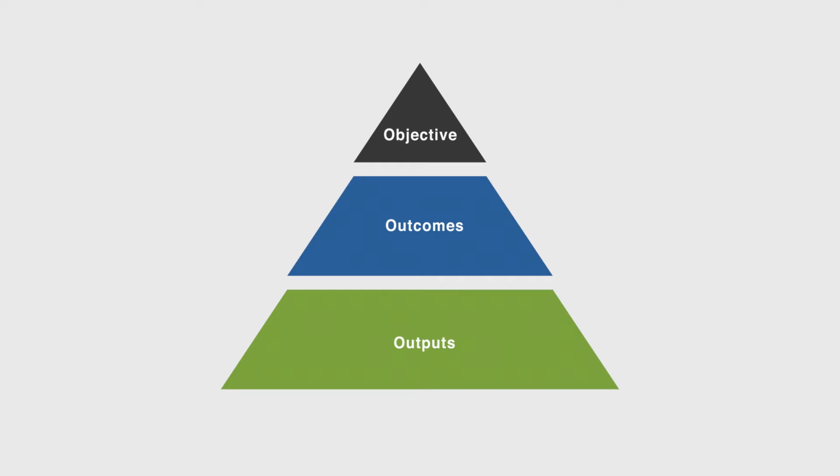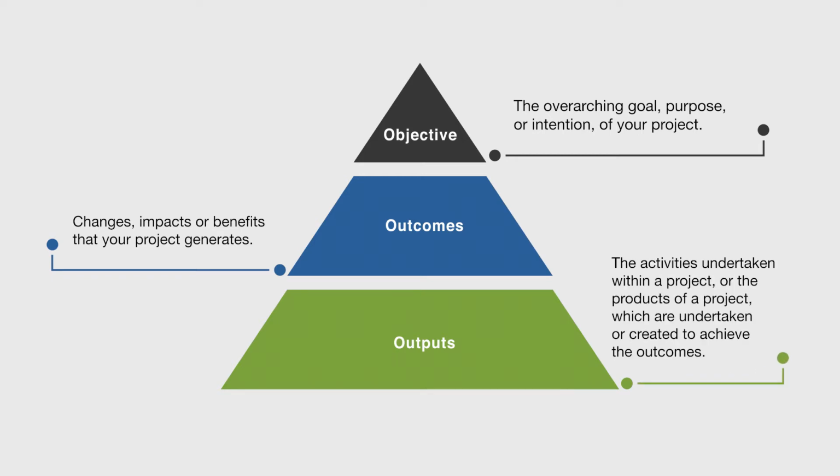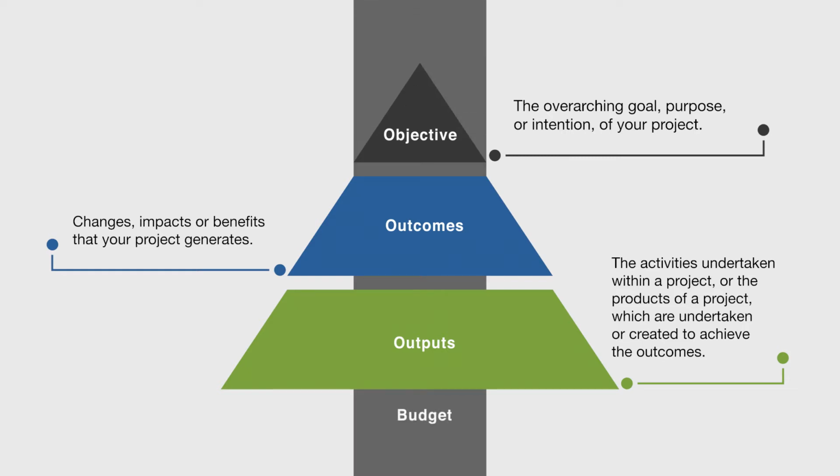To explain the causal chain, let's look at this. The objective is the overarching goal, purpose, or intention of your project. Outcomes are the changes, impacts, or benefits that your project generates. Outputs are the activities undertaken within a project or the products of a project which are undertaken or created to achieve the outcomes. The project budget describes the resources that support your project.